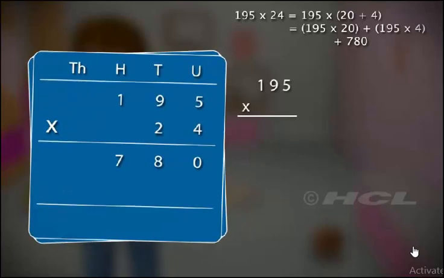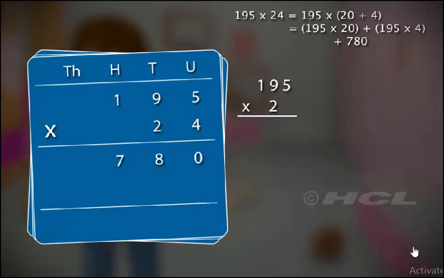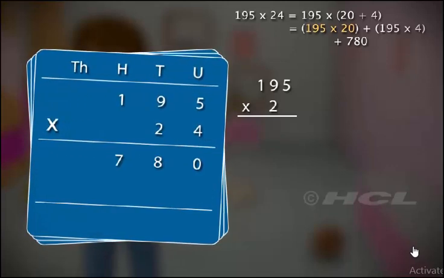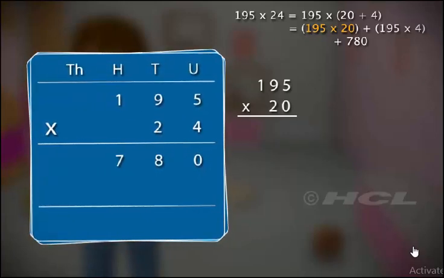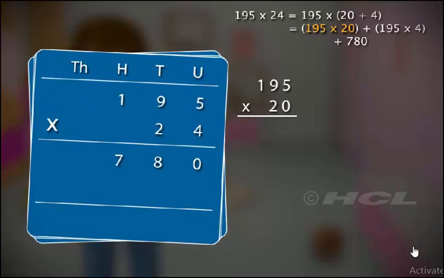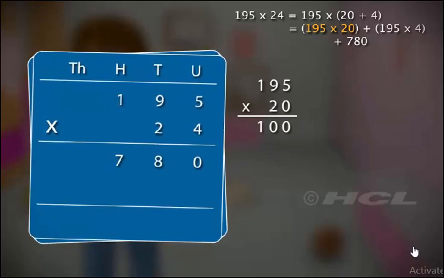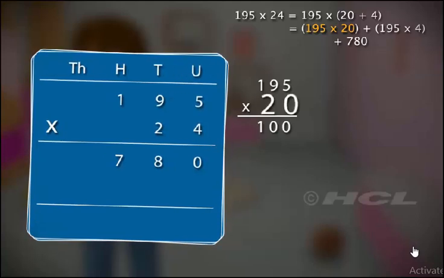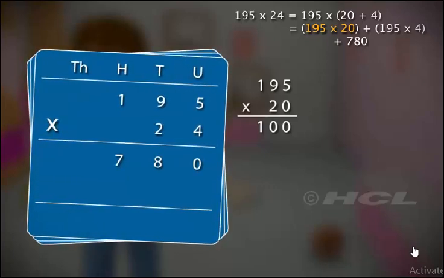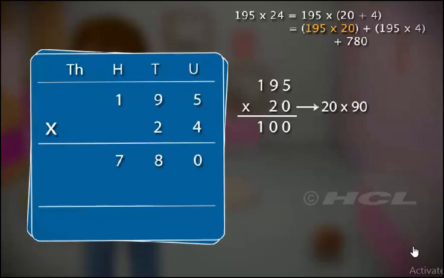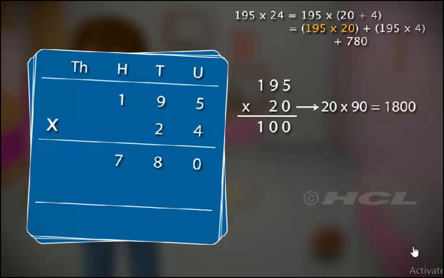Step 2. Multiply each digit of 195 by 2, the tens digit of 24. The value of 2 is 20. So we multiply each digit of 195 by 20. First multiply 5 by 20. 20 times 5 is 100. Next, multiply 9 by 20. 9 is a tens digit, so its value is 90. 20 times 90 is 2 times 9 is 18 and 2 zeros added at the end. That is 1800.